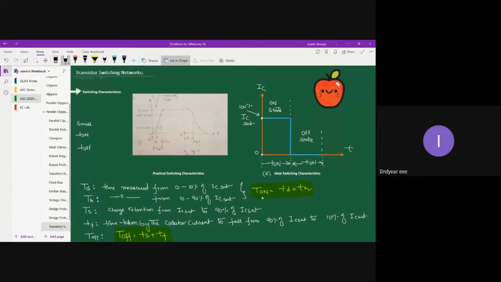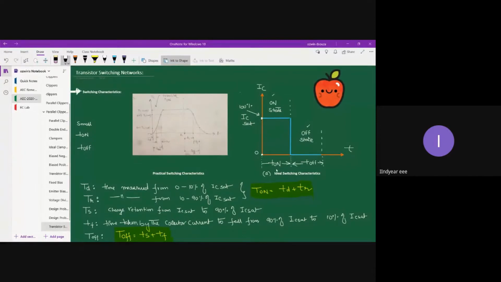What do you mean by a switch? A switch is a device which either gives on state or off state, right? You can take an example of your mechanical switch, which is used to control a typical electrical load, say a tube light. Either it gives on state or it gives off state.